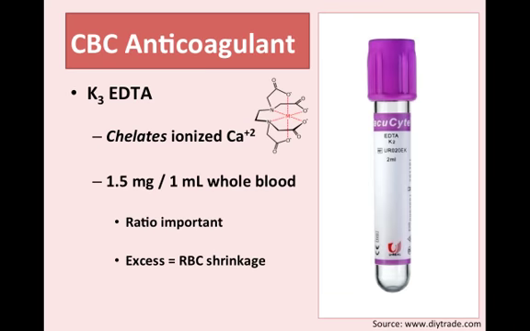When performing a complete blood count, you want to use anticoagulated blood, and the anticoagulant of choice is potassium EDTA. This is in a purple top evacuated tube, and what it does to prevent blood clotting is it chelates the ionized calcium which is floating around in the blood. Calcium is one of the important factors that you need in order to stimulate a blood clot. And so if you remove the calcium, a blood clot can't be formed and the blood remains anticoagulated.